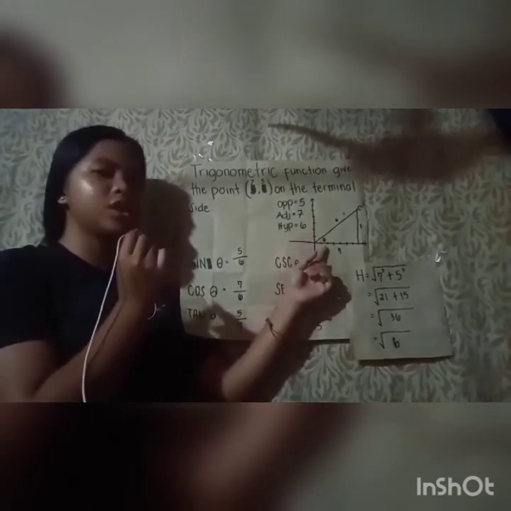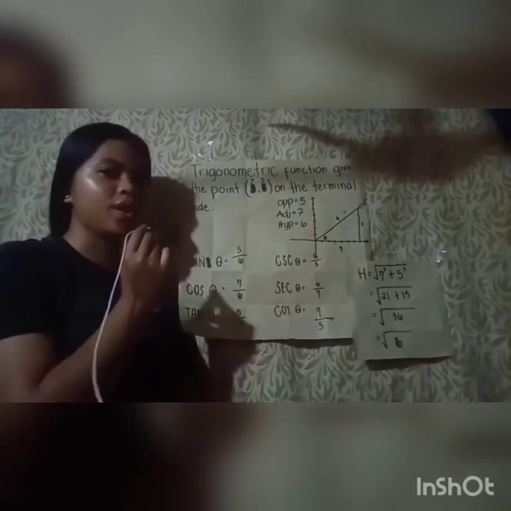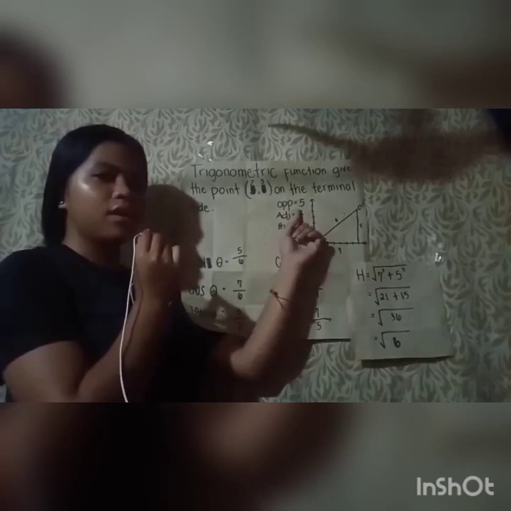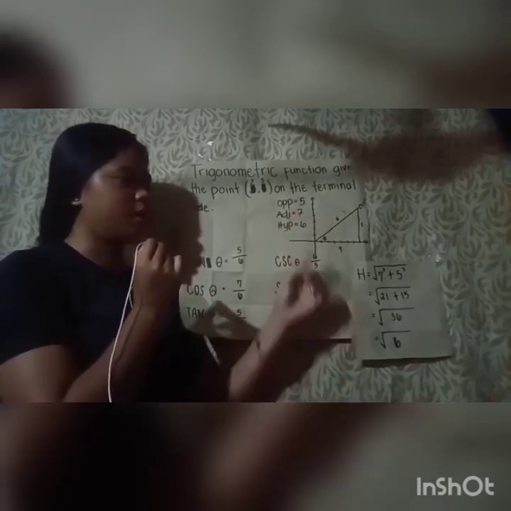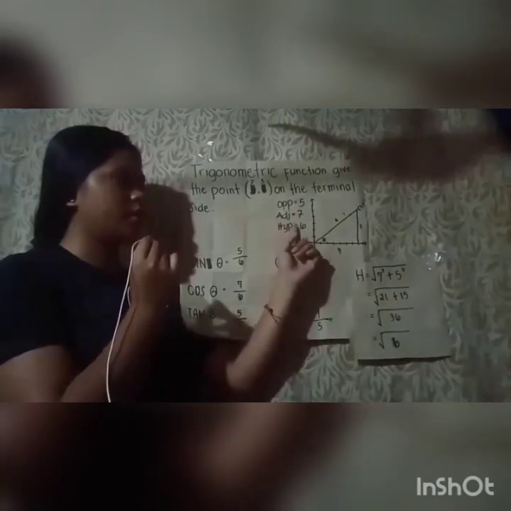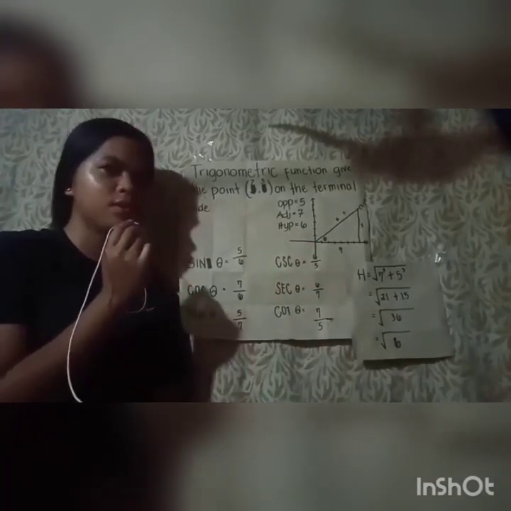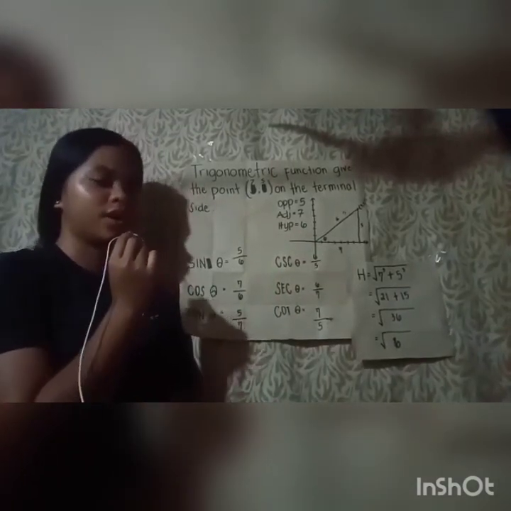So we can see this one, we can call this one theta. We can say that the side opposite of theta has a length of 5, and the adjacent side has a length of 7. So I was wondering, if I want to find the hypotenuse.